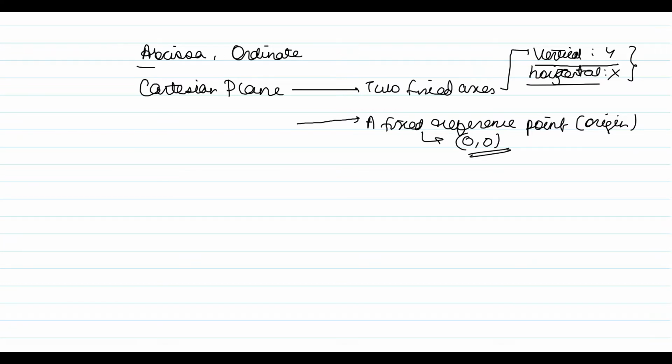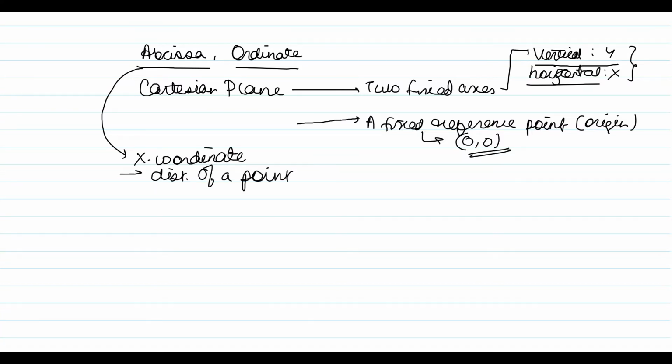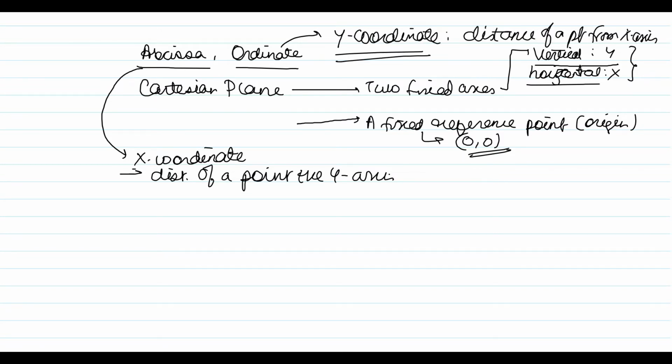And regarding these two terms we had a prolonged discussion. We said that the abscissa, which was the x coordinate, was actually the distance of a point from the y-axis, and I also demonstrated how. And secondly we said that the ordinate, which is the y coordinate, was the distance of a point from the x-axis. So we have pretty much covered the basics. Now it is time that we take our discussion forward with the concept of quadrants.